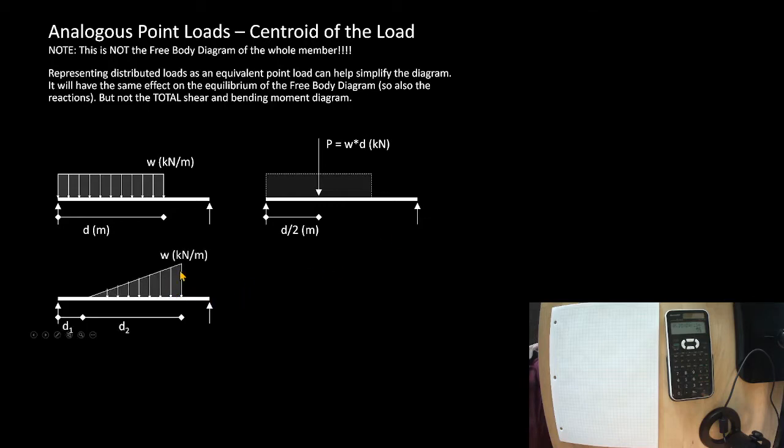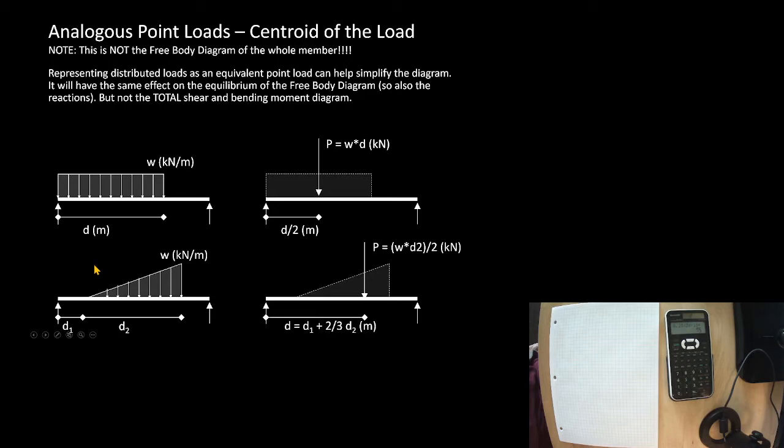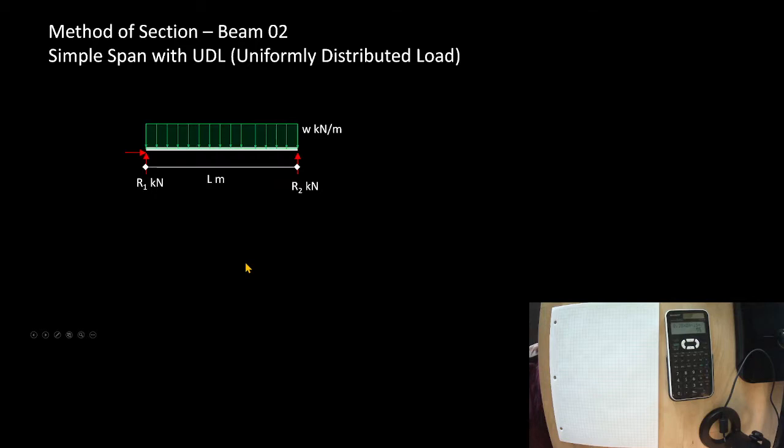So, the analogous point load of a triangular distributed load. If you guys remember, the centroid of a triangle is at the 2/3, 1/3 mark. And the area of a triangle, or the volume under this triangle, is the height times the length divided by 2. So this would be the analogous point load for this distributed load. Okay, that was all just a handy little thing to jump into what I'm going to do next.